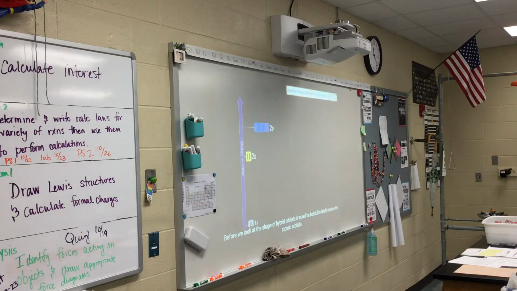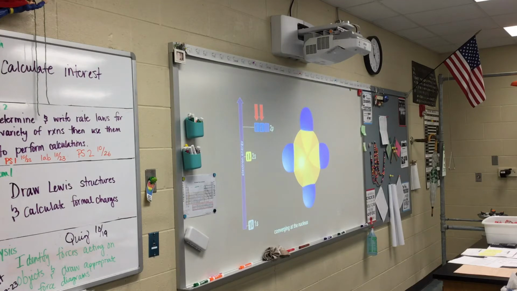Before we look at the shape of hybrid orbitals, it would be helpful to briefly review the atomic orbitals. The 1s orbital is a sphere, the 2s orbital is a larger sphere surrounding 1s. And here we will get rid of 1s since we are only concerned with the valence electrons. Each 2p orbital is a 2-lobed shape converging at the nucleus. So there are the 3 2p orbitals.